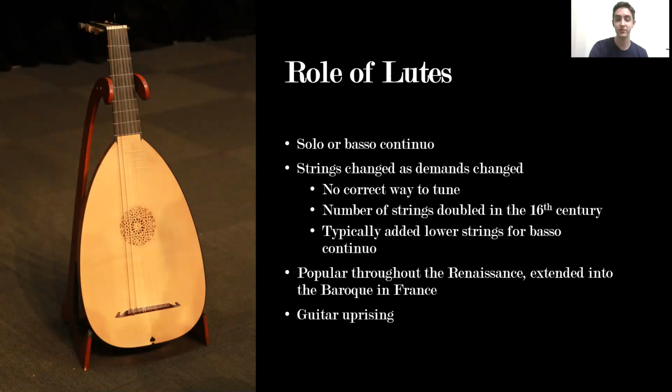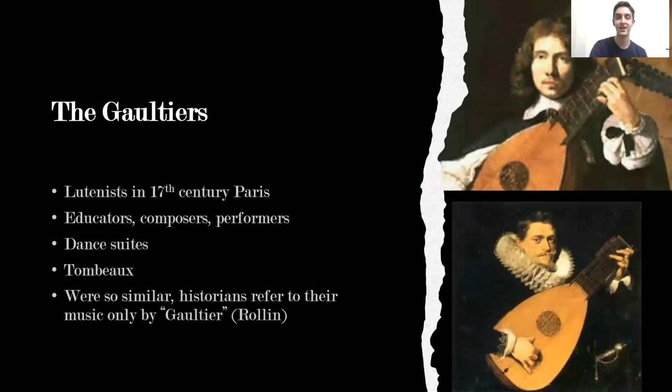Now that we talked about the lute, we can talk about the Gaultiers. The Gaultiers, specifically Denis and Ennemond, are lutenists in 17th century Paris. They are educators, composers, and performers, and they wrote a bunch of dance suites for lute. They wrote exclusively for lute as well. Additionally, they didn't necessarily invent, but they did popularize the tombeau.